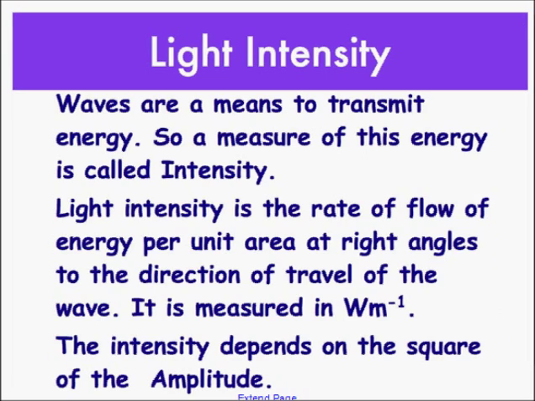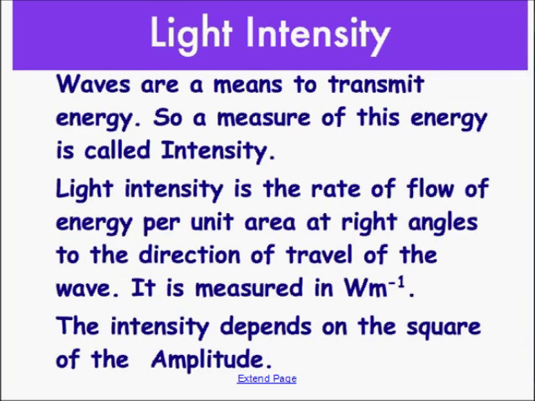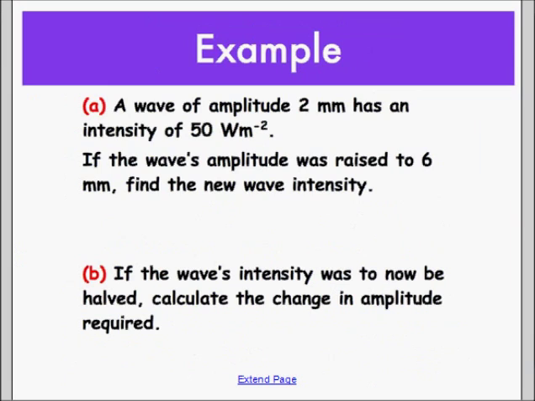Now light intensity is essentially how bright things are, and that relates to power and so on. Waves are a means to transmit energy. A measure of this energy is called intensity. Light intensity is the rate of flow of energy per unit area at right angles to the direction of travel of the wave. It is measured in watts per meter. The intensity depends on the square of the amplitude. So there's a relationship between intensity I and amplitude, and it's a proportional relationship. In other words, if I double the amplitude, I should have 4 times the intensity.